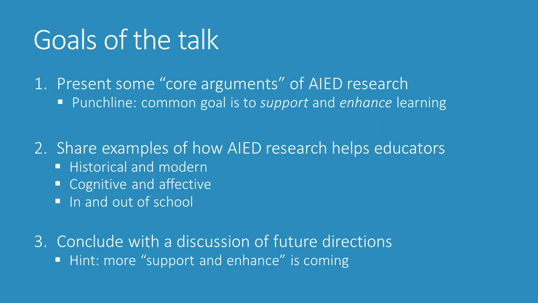So here's what I hope that you take from the talk. I want to give you an idea of the core arguments behind AIED research. The common theme is really to support and enhance learning, and so hopefully these examples I show you will make that clear. We'll talk about some historical examples, some current ones, a little bit about cognition and emotion, and then I'll end with a little bit of the out-of-school work I'm doing with technology that is used outside of school. And then if there's time, I have a slide on the future directions of AIED, which is, of course, always very debatable and interesting, but I'll say a few things about that.